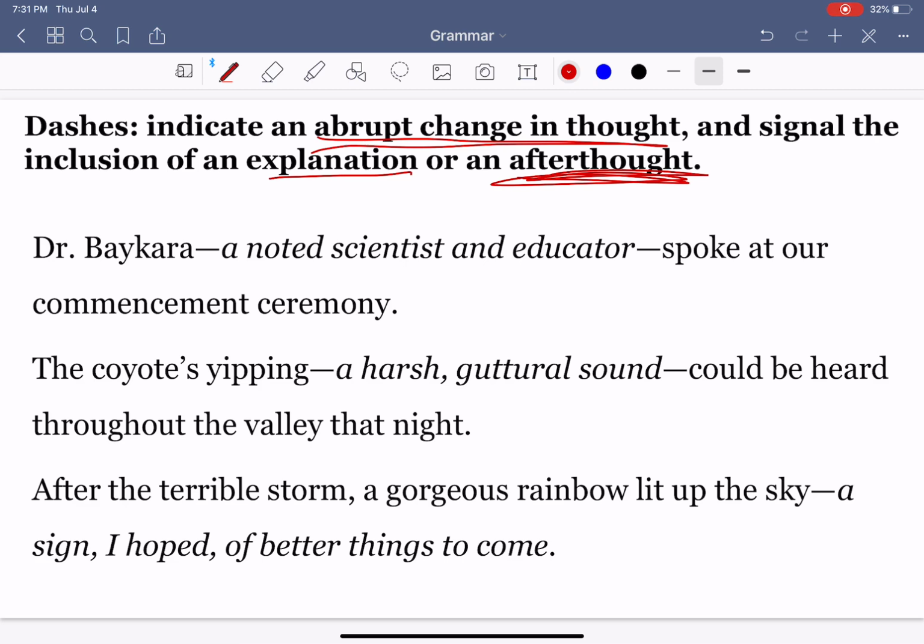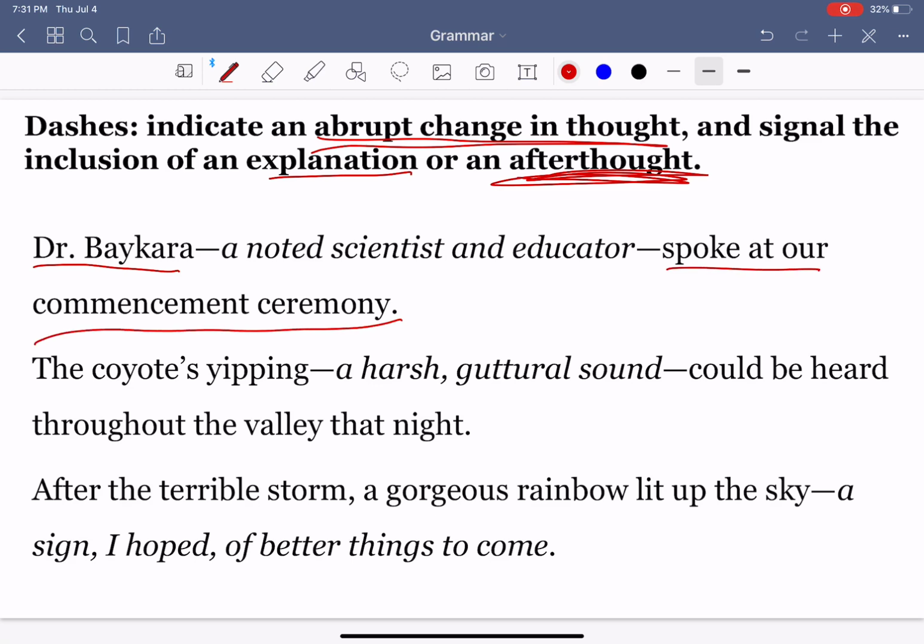But it is an explanation. It's not just random. It's not just like the dog was walking and there was a squirrel over there. It's not like that. It's relevant. But it is kind of just thrown in there, just interrupting the sentence. So here's an example. Dr. Baikara — a noted scientist and educator — spoke at our commencement ceremony.